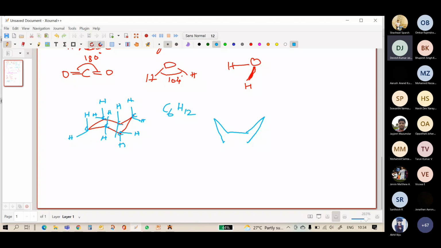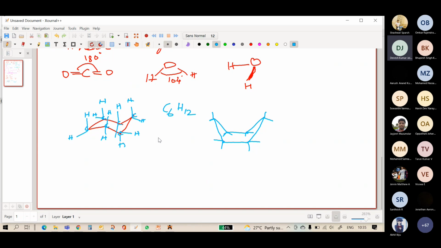I don't know if you guys have studied this. You have the boat conformation. I hope you understand what these are. These are the 2 hydrogens on each carbon. Okay, I'm just not writing the hydrogen symbol. This boat conformation is also a relatively stable one, but the most stable one is this.